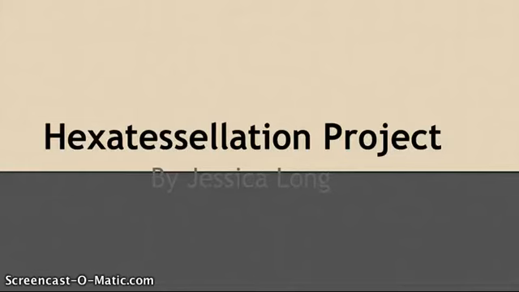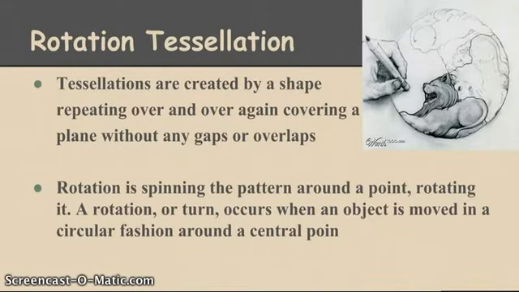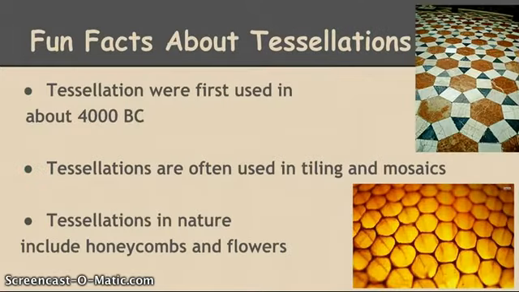Today I'm going to show you how to make your own hexatessellation using the GeoGebra program. First we're going to talk a little bit about what a tessellation is. Tessellations are created by a shape or design repeated over and over again, covering up a whole plane without any gaps or overlaps. A rotation is spinning the pattern around a point, rotating it, and around that point, the object is moved in a circular fashion around a central point.